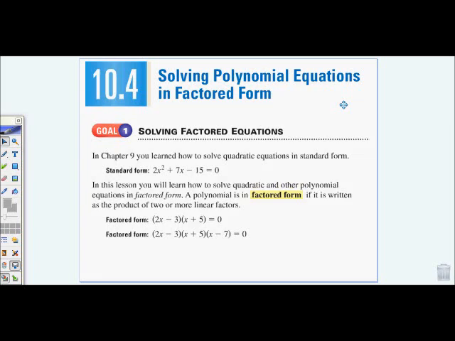In 10.4, we learn about solving polynomials when they're in a factored form. Back in Chapter 9, we talked about standard form, and now we're going to talk about a new form called factored form. A polynomial is in factored form if it is written as the product of two or more linear factors. You can see two examples of factored forms in the following equations there.